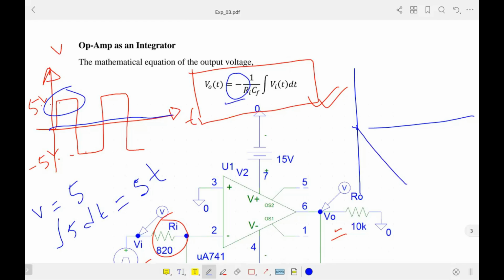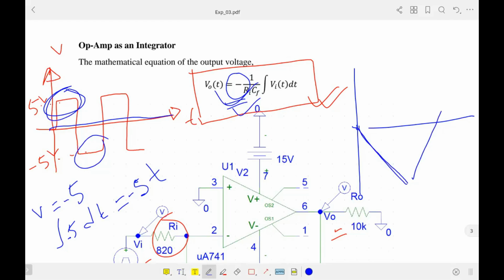So for this portion the output will be like this, and for this portion, if we want to write the expression, then it is V equal to minus 5. So minus 5 dt, if we integrate this, the result will be minus 5t. And again, we have another minus here. So the final expression will be 5t. So the expression will be like this, and it is shifted from here.